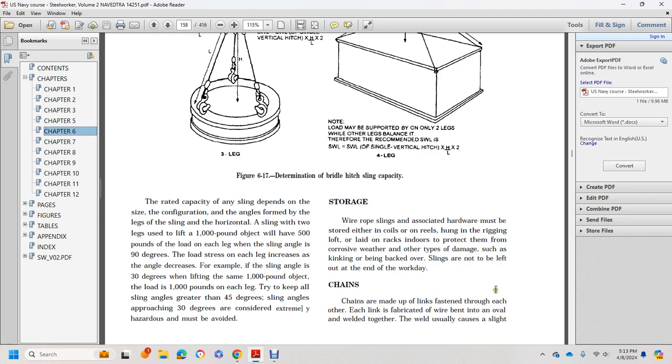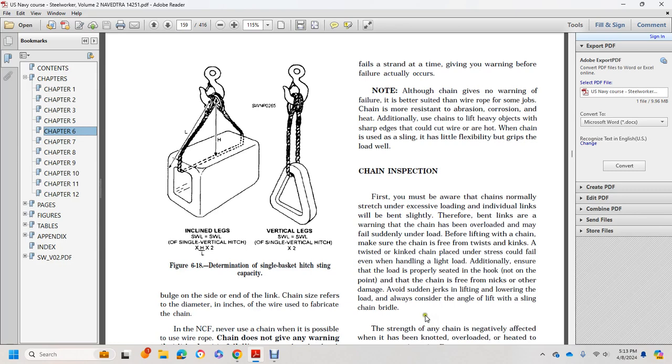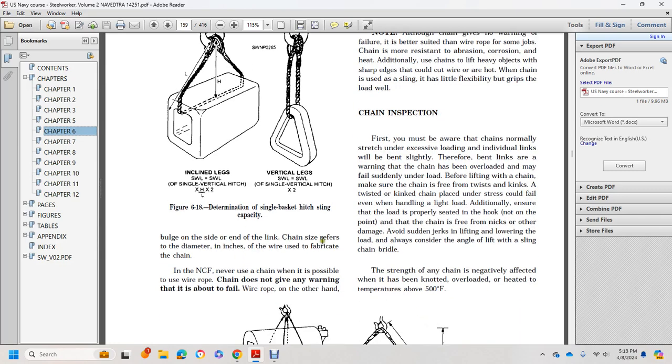Chains are made up of links, each link fabricated from wire bent into an oval and welded together. The weld usually forms a slight bulge on the side of the end of the link. Chains are made from wire of a certain diameter, an inch of wire diameter, and are fabricated by the Navy Construction Force when possible.